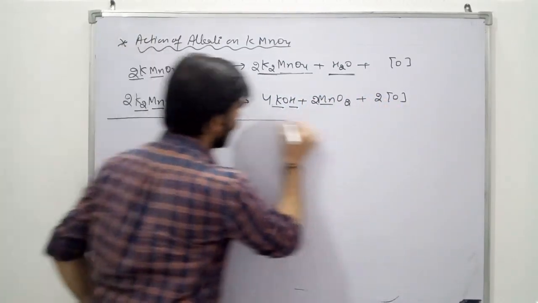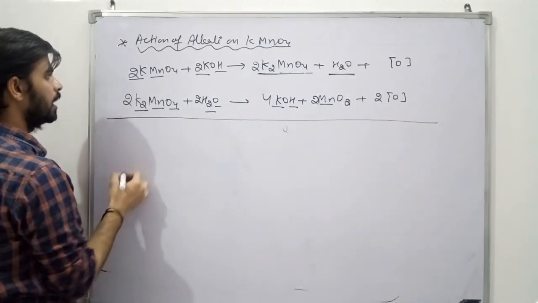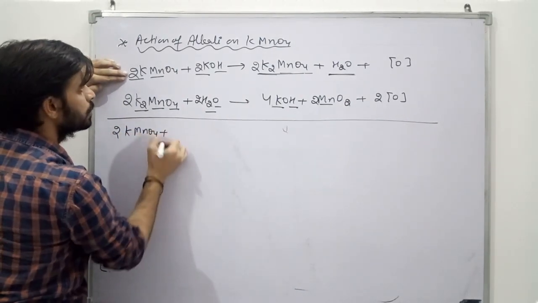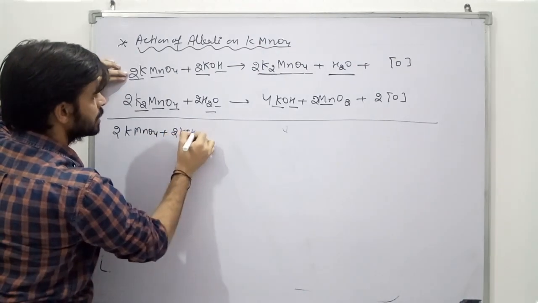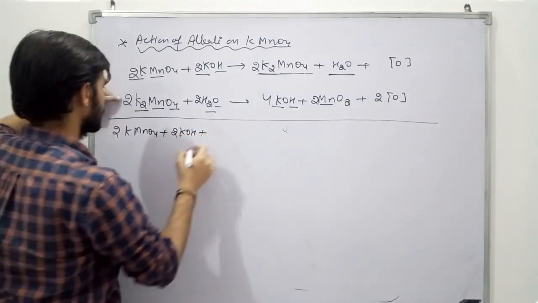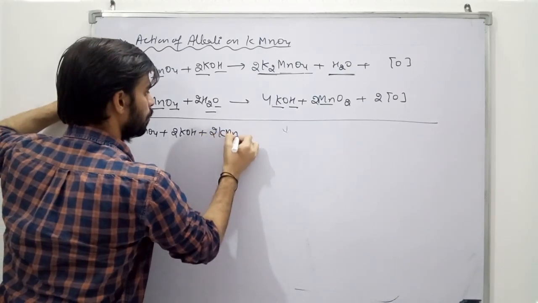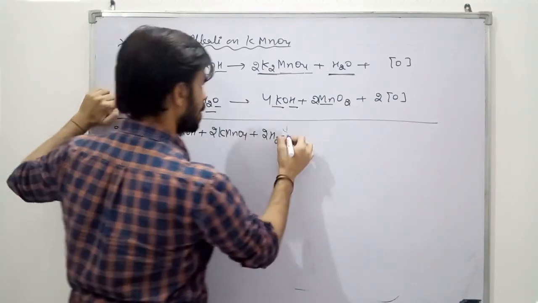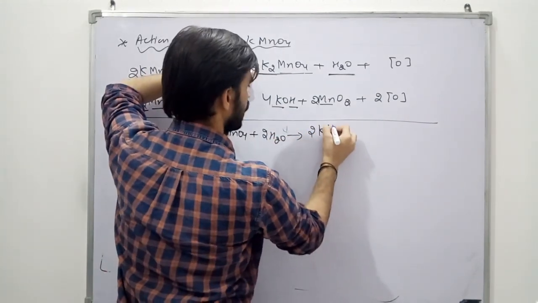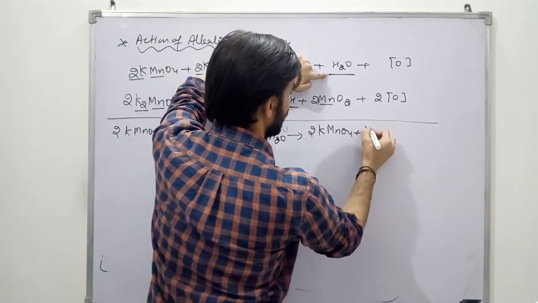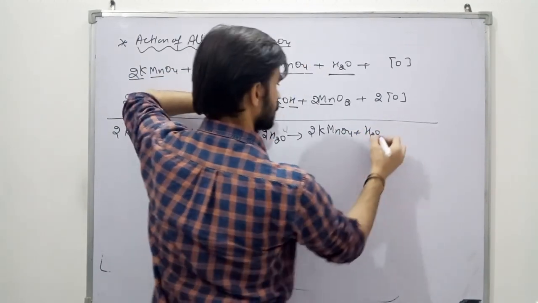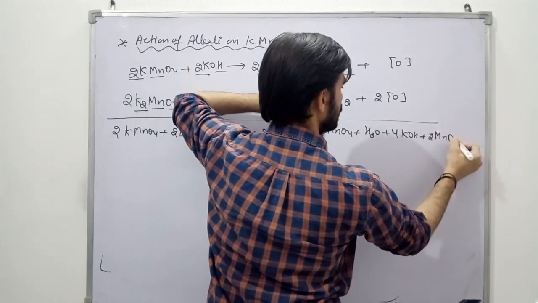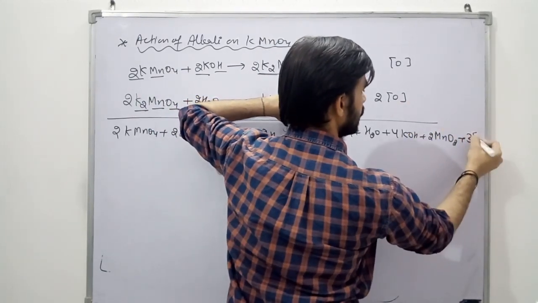Now add both equations. Then we have twice of KMnO4 plus twice of KOH plus twice of KMnO4 plus twice of H2O gives twice of K2MnO4 plus H2O plus 4 times of KOH plus twice of manganese oxide, 2 plus 1, 3 nascent oxygen.